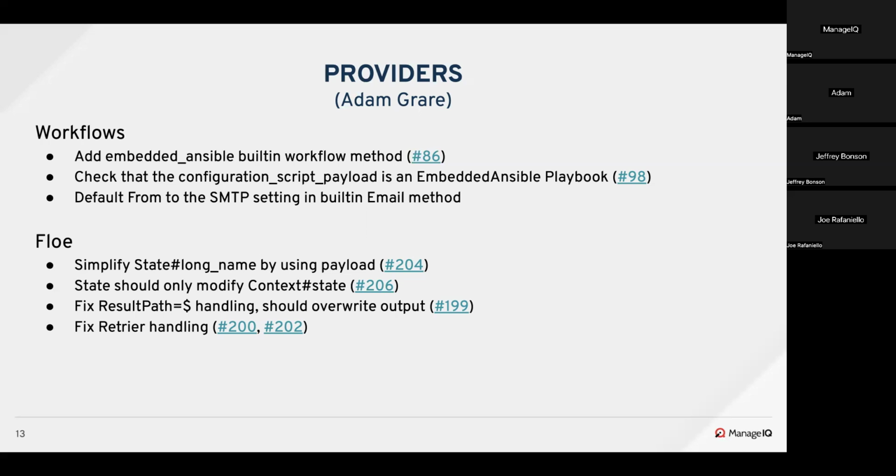Keenan fixed the handling of result path $, since it was supposed to overwrite the output and we were merging it. So if you give it just result path $, it now behaves properly according to the spec. And Keenan also fixed a couple of bugs with retrier handling. Off by one errors always get you. And I think that's it for providers. Over to Jeff.